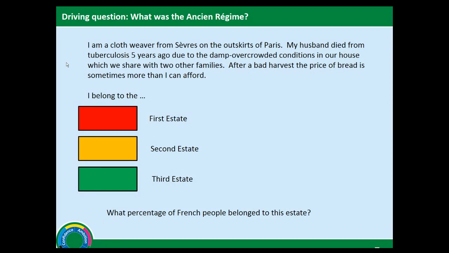I am a cloth weaver from Sèvres on the outskirts of Paris. My husband died from tuberculosis 5 years ago due to the damp, overcrowded conditions in our house, which we share with 2 other families. After a bad harvest, the price of bread is sometimes more than I can afford. I belong to the first estate, second estate, or third estate. Your extension question: what percentage of French people belonged to this estate?